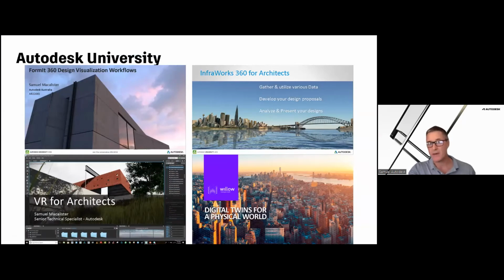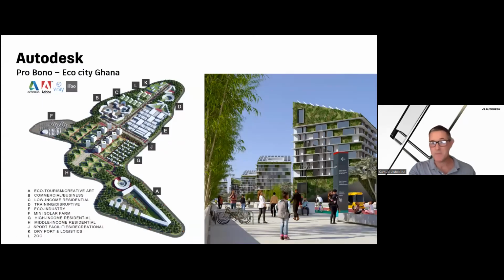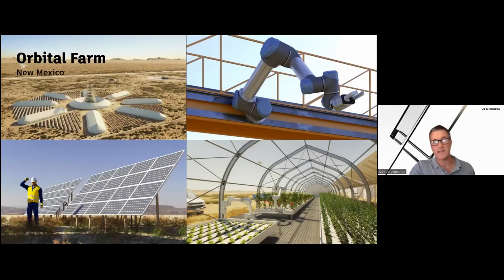And I'm a regular speaker at Autodesk University, where I've done several presentations on several Autodesk platforms. And in my spare time, I like to help out other communities with pro bono work. In 2020, I worked on designing an eco-friendly city in Ghana made out of composite bamboo blocks. And last year, I worked with a team in Canada, Denmark, and Spain on an orbital farm in New Mexico. For anybody who recognizes the site, this is where the Virgin Galactic Space Aviation Center is.